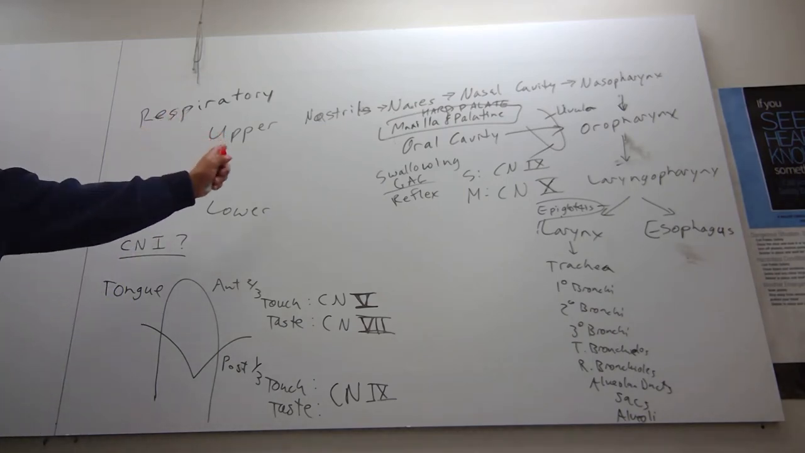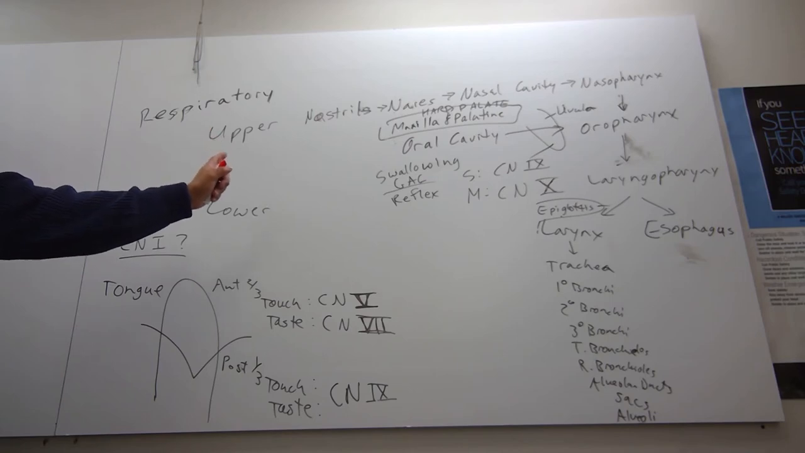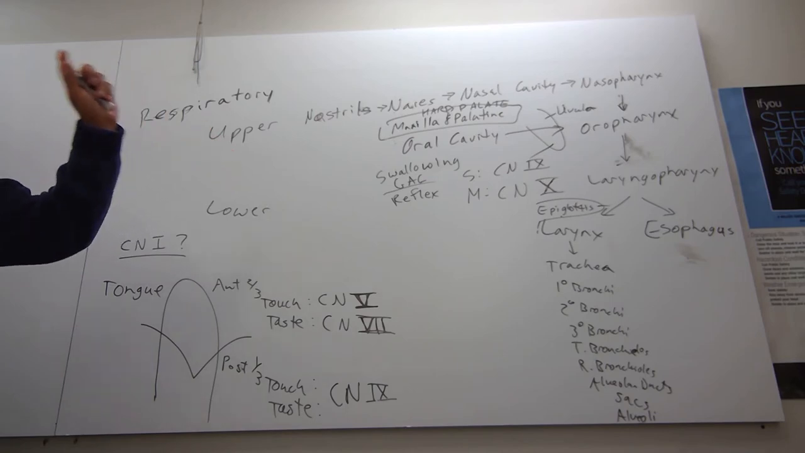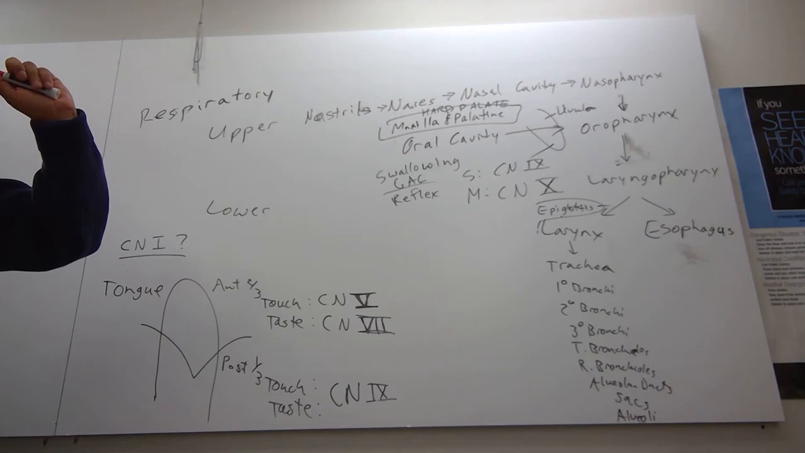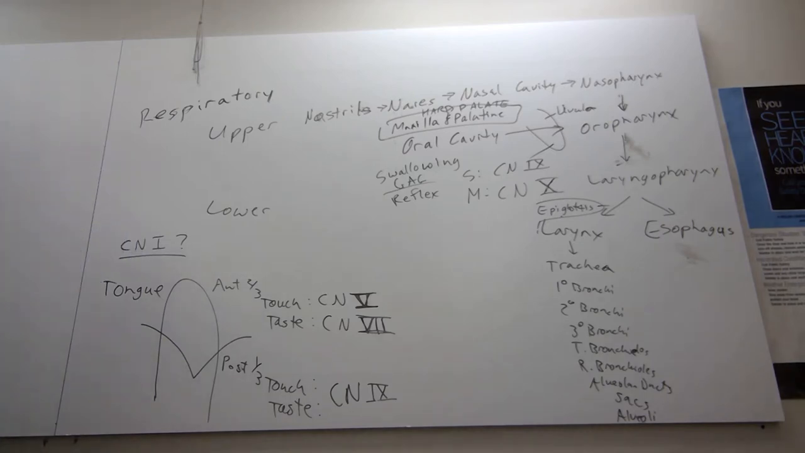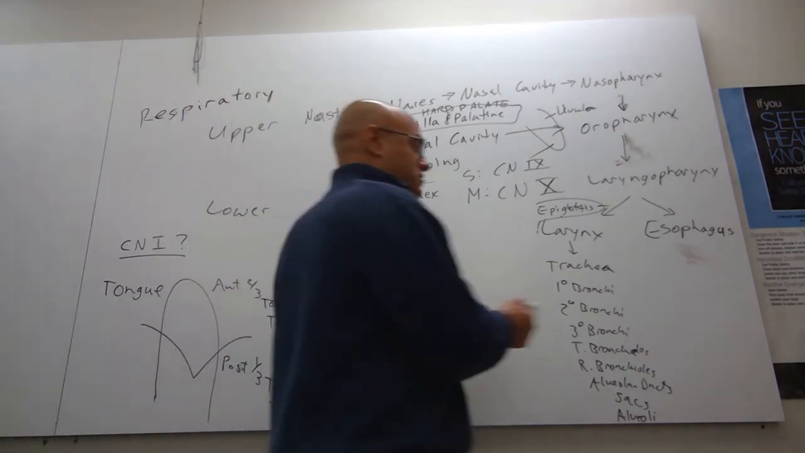Because you need a hard palate for your tongue to bounce off of so that you can create the different sounds. Does everybody understand that? Make sense? All right.